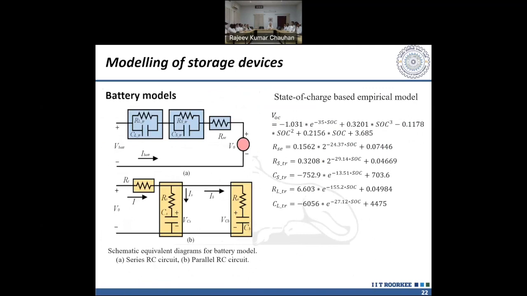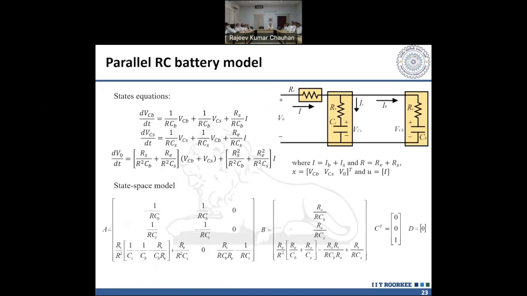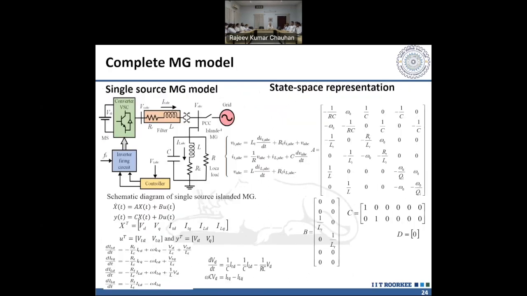Here we are connecting the batteries. This is another parallel RC battery model, which is again a 4-state model. Because you have not studied it, I am just skipping the interesting part. But this is a single solar source with battery module, which goes up to a 7-state model.